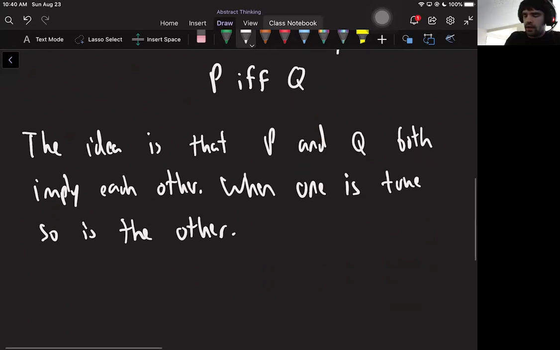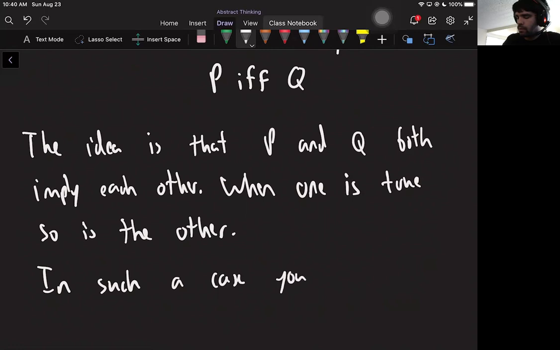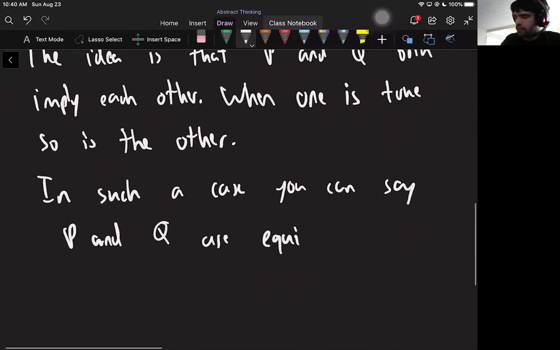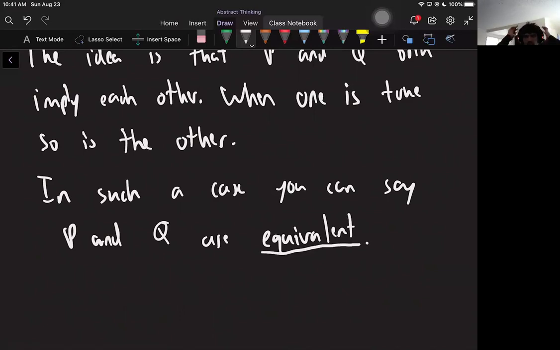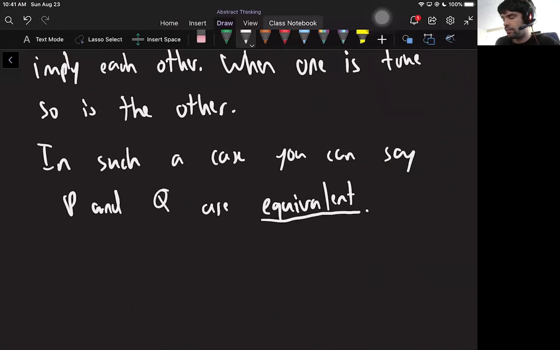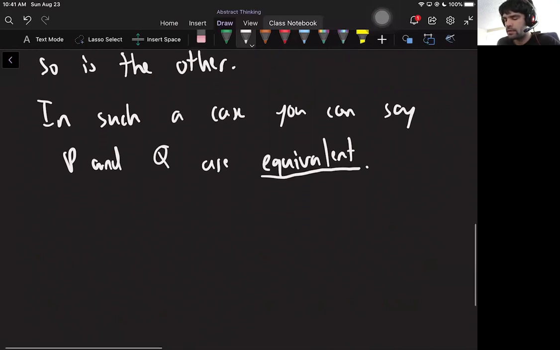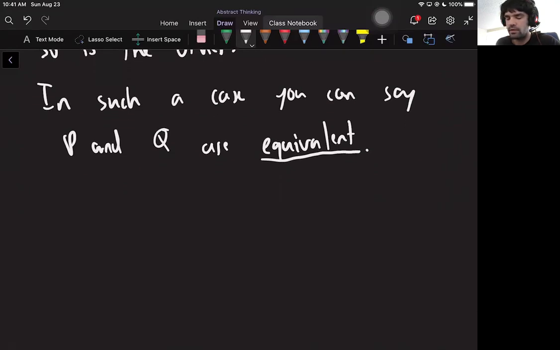And then one more thing you can say, and this will come up in the next lecture. In such a case, you can say P and Q are logically equivalent or just equivalent. So what does that mean? That means that they're really just saying the same thing. P and Q are saying the same thing, although maybe in a different way. They are both statements imparting the same knowledge or fact, but they're said perhaps differently, so you can't tell immediately that they are equivalent.